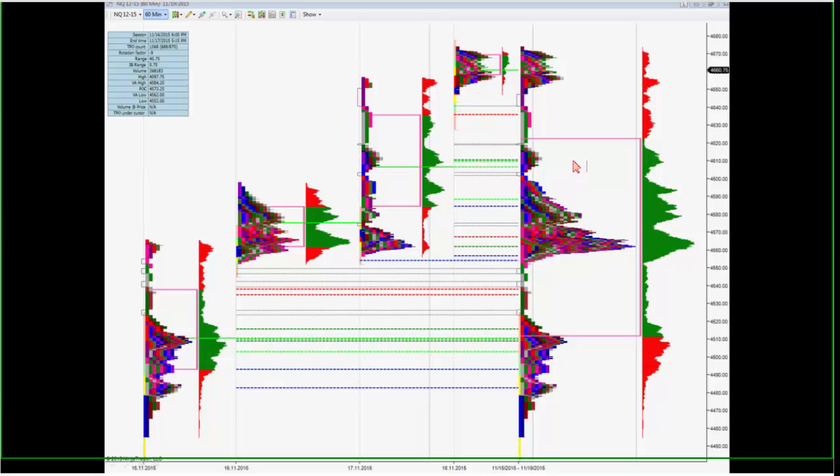So this is what most people think of when they think of market profile. On this chart that we're looking at, this is going to give us the fair value area for the week. This is telling us that the majority of the volume for the week was traded inside this pink box that I've got here.